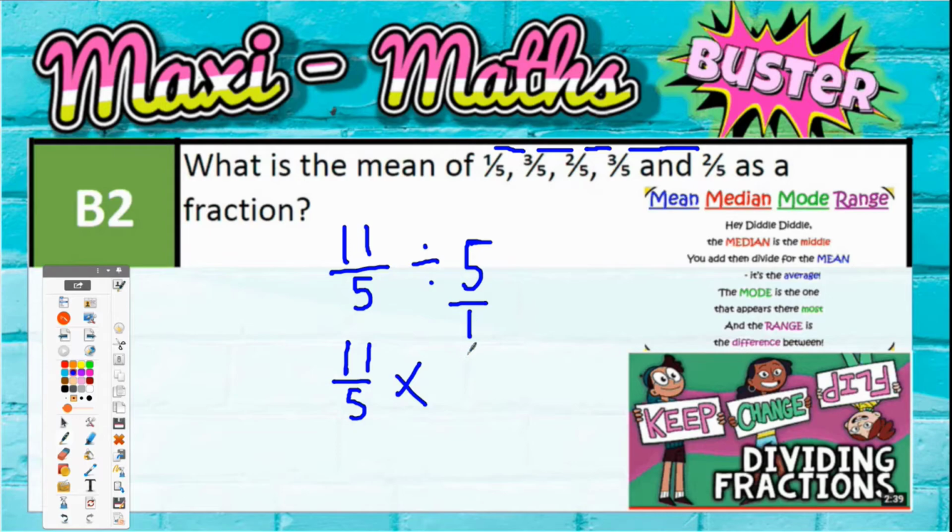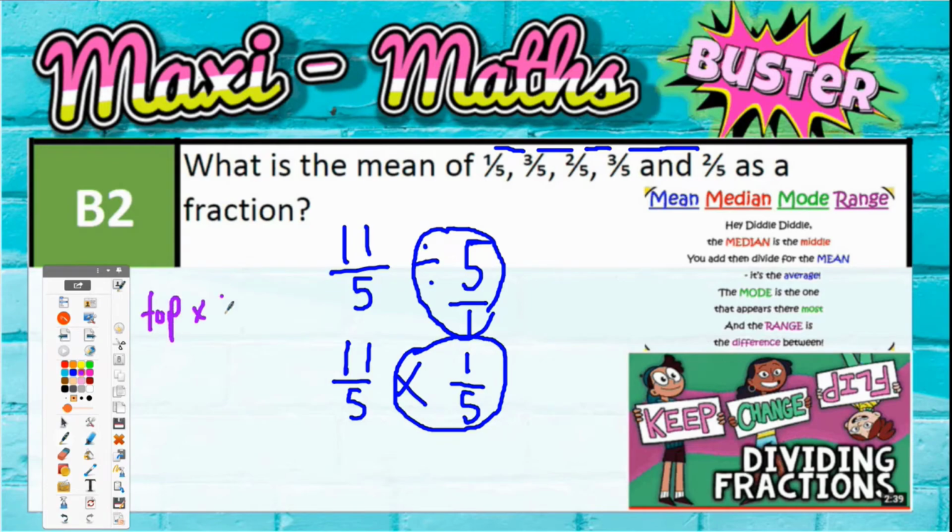So 5/1 becomes 1/5. And then once you've done that, the reason why you do it is because dividing by 5/1 actually has the same answer as timesing by the upside down version of that. So divide by 5/1 has got the same answer as timesing by 1/5. And the reason why you do it is because we know how to times two fractions together. We just do top times top, bottom times bottom.